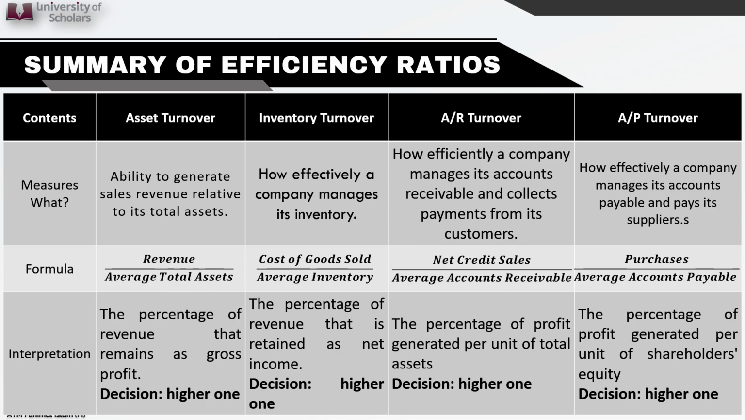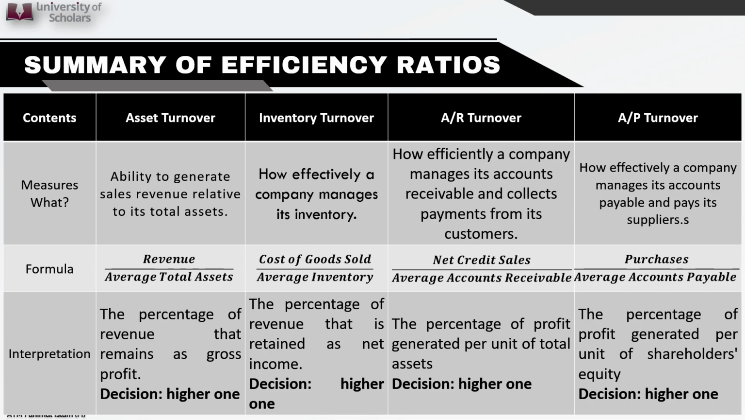A higher asset turnover ratio indicates that the company is more efficient in utilizing its assets to generate sales, indicating that the company generates more revenue from a given level of assets. On the other hand, a lower asset turnover ratio may indicate that the company is not effectively utilizing its assets to generate sales revenue, suggesting that the company may have excess or underutilized assets which can potentially impact profitability. So the decision should be accepting the higher one between two investments.